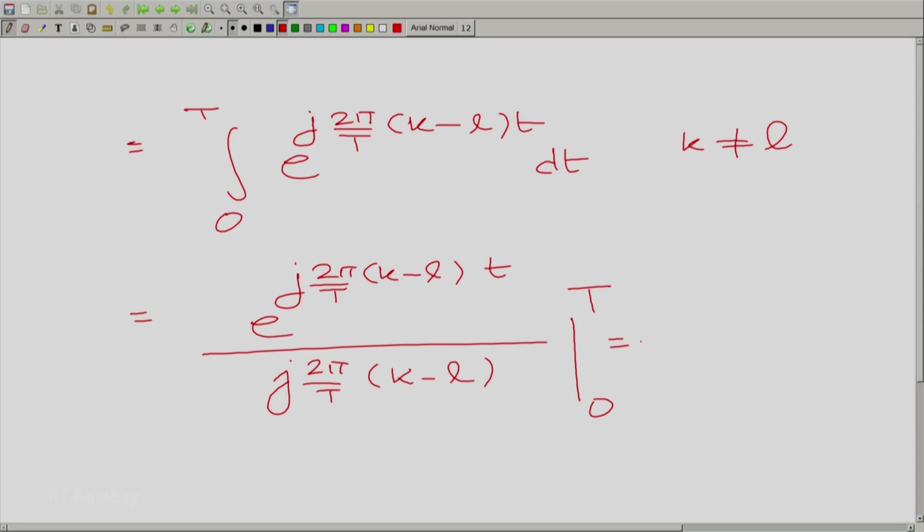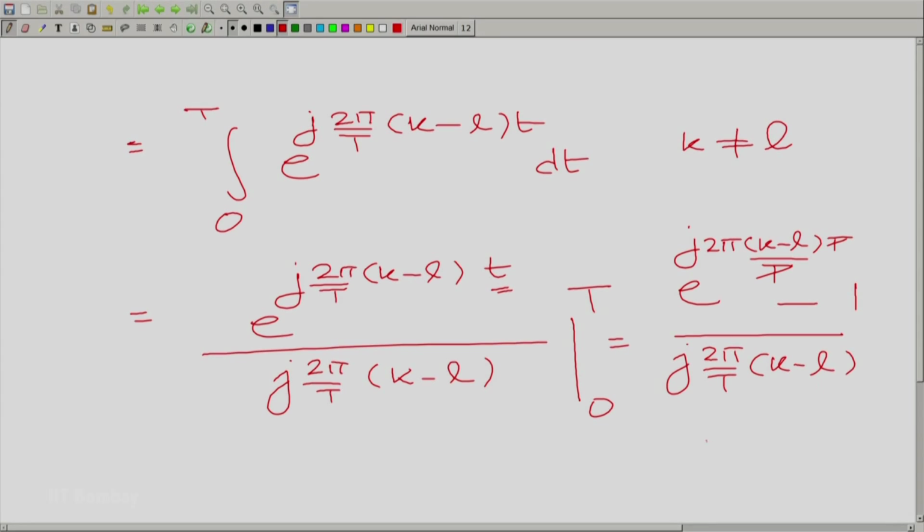Now, this is equal to e raised to the power j 2 pi (k minus L), of course T and T cancel, minus, when you substitute t equal to 0 here, you would get 1. So, minus 1 divided by j 2 pi by T times (k minus L). Remember, k is not equal to L. So, here this is of course equal to 1.